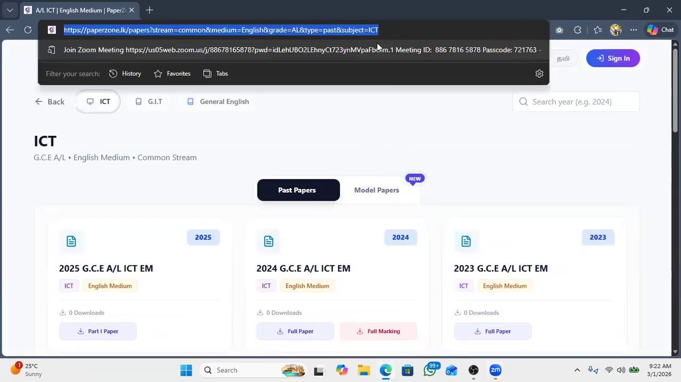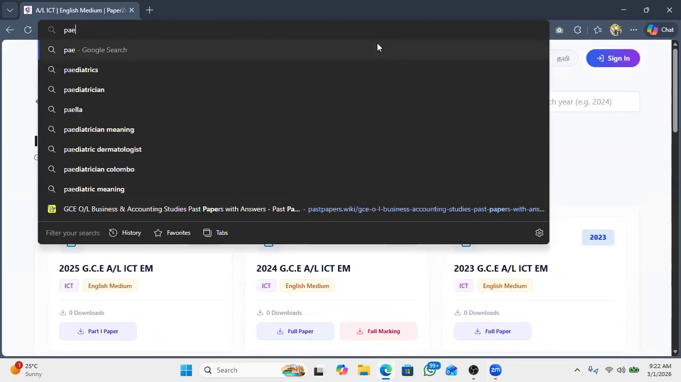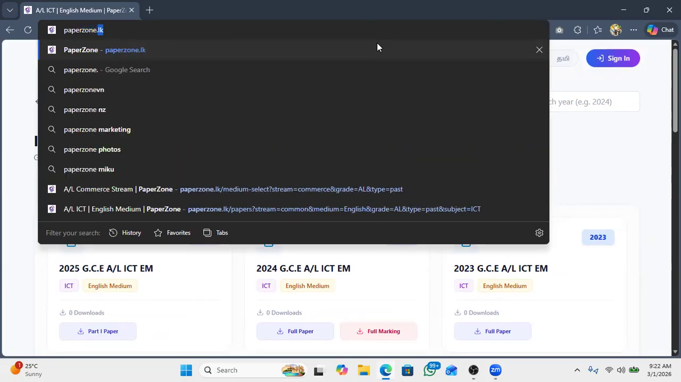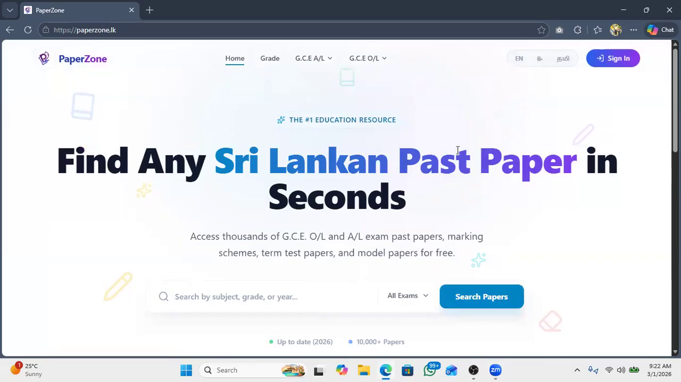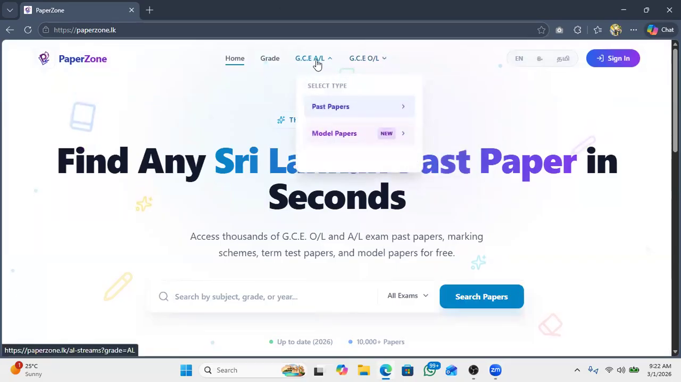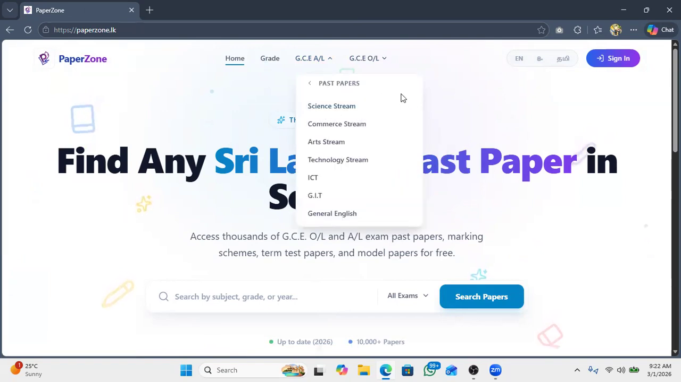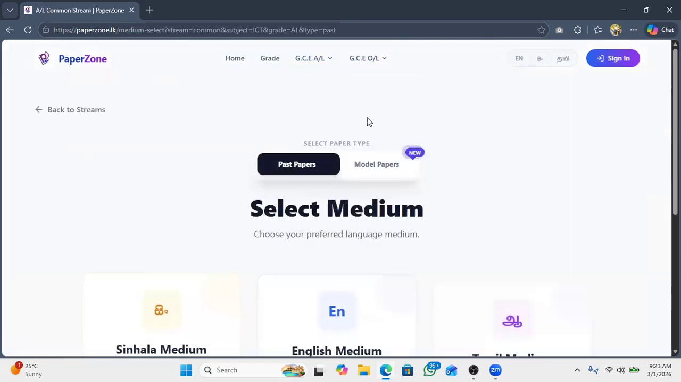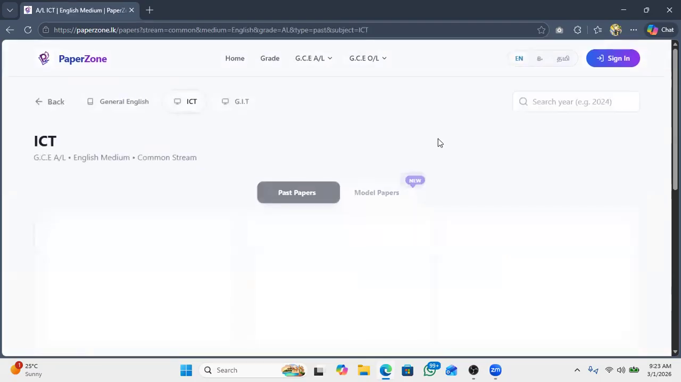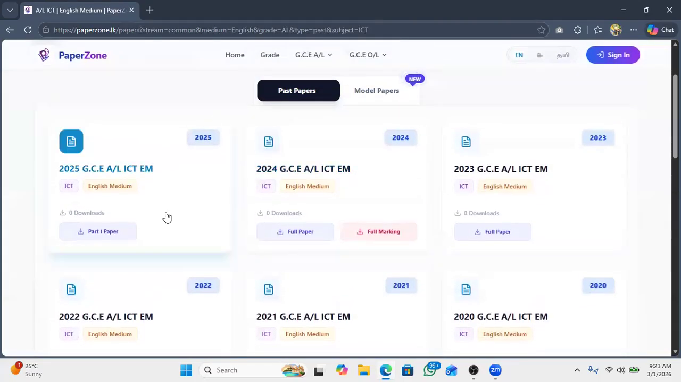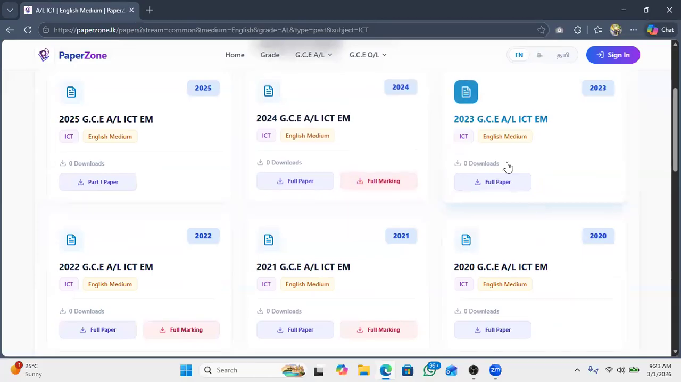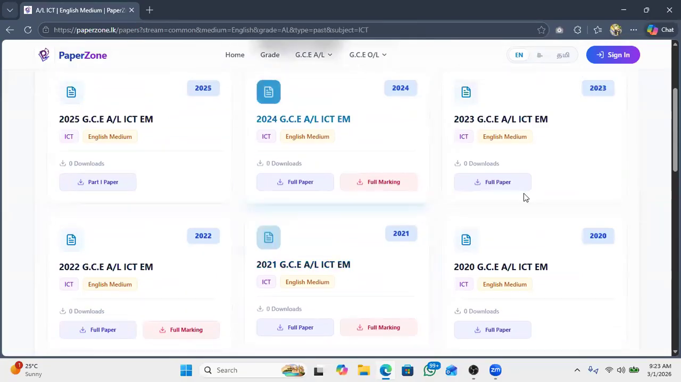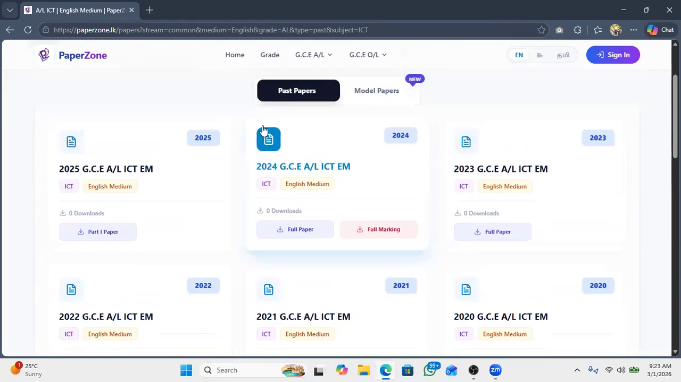So here you can come to paperzone.lk, and you can select GCE A-level past papers, select ICT here, and select your medium easily. You can select English medium, and here we have all the past papers. Some papers have only part 1. Some papers are full papers with the marking scheme. Some papers are missing the marking scheme. So he is trying to find every paper and update everything on time.